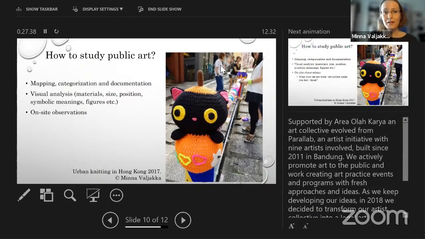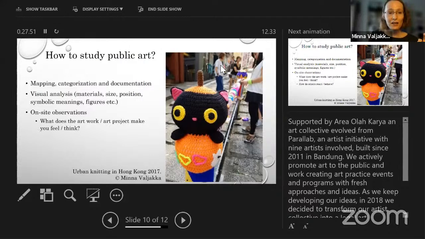And I can't emphasize enough the on-site observations. So besides just reading and checking what's going on online, one really needs to go and see the artworks, because with on-site artworks, it's really important for you to see and understand what the artwork or the art project makes you feel and think. How do you feel when you see the artwork? That's the core of any kind of research and analysis. And of course, how others react and behave around the artwork. Do they even see it?